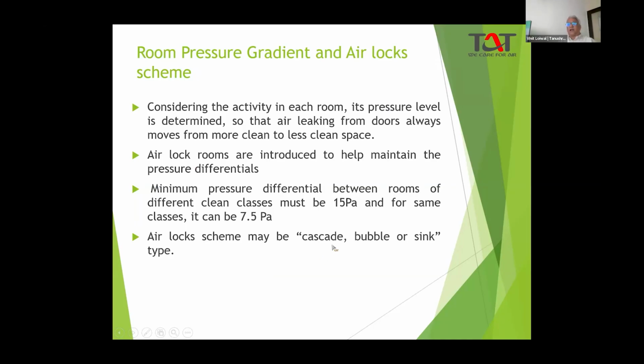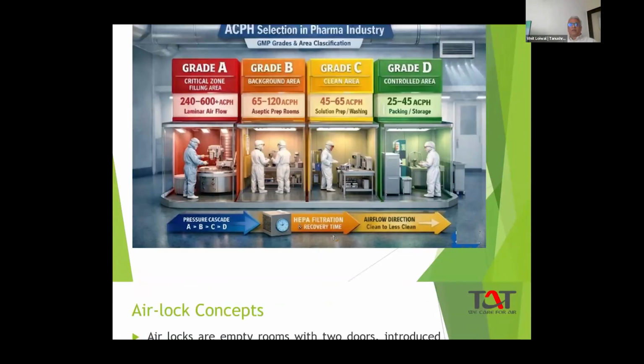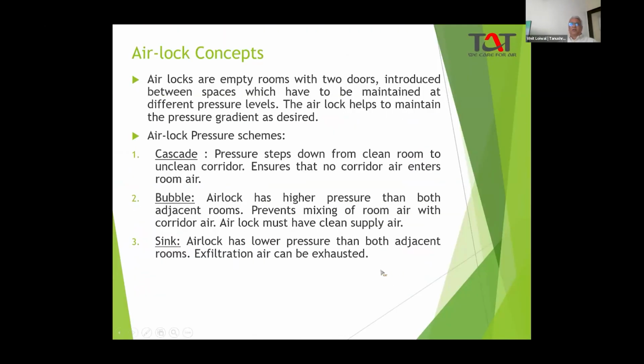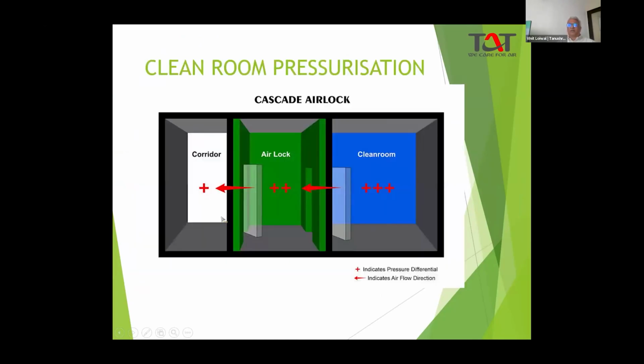The most common is the cascade type. This is like grade A, grade B, grade C, grade D, all having four different AHUs for the four different areas. In between the two areas, a separation has to be given, which is the airlock concept. The cascade type goes from high pressure to medium pressure to low pressure. This is how it has to be designed.